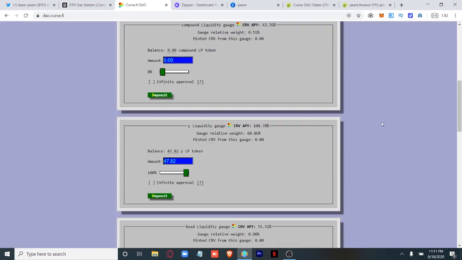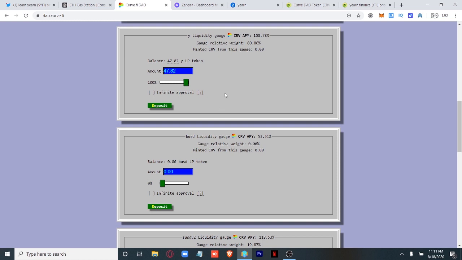Now what you can do is come here and go to the pool that you already are in. You can choose how many liquidity provider tokens you want to stake in the Curve DAO. Basically you have to lock your tokens in the Curve DAO, and for locking your tokens there, you'll be earning Curve tokens right here. As you can see, 108% APR right now for locking your liquidity provider tokens.